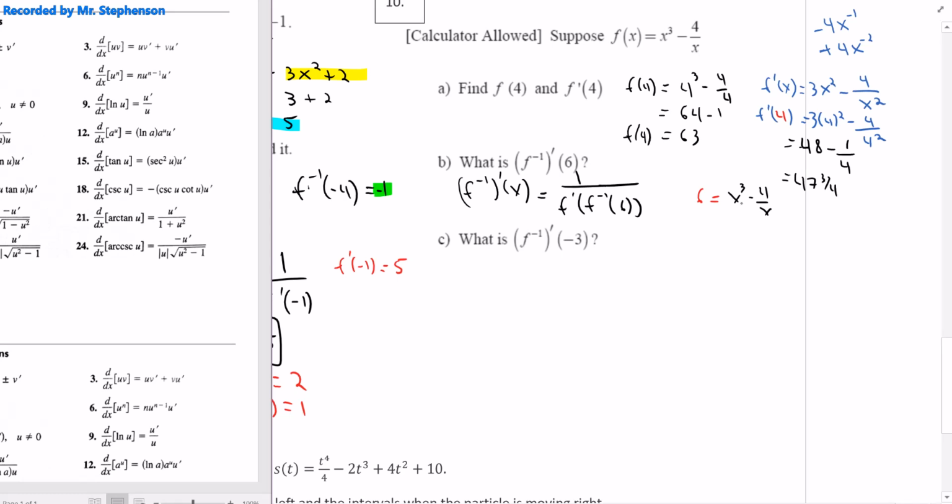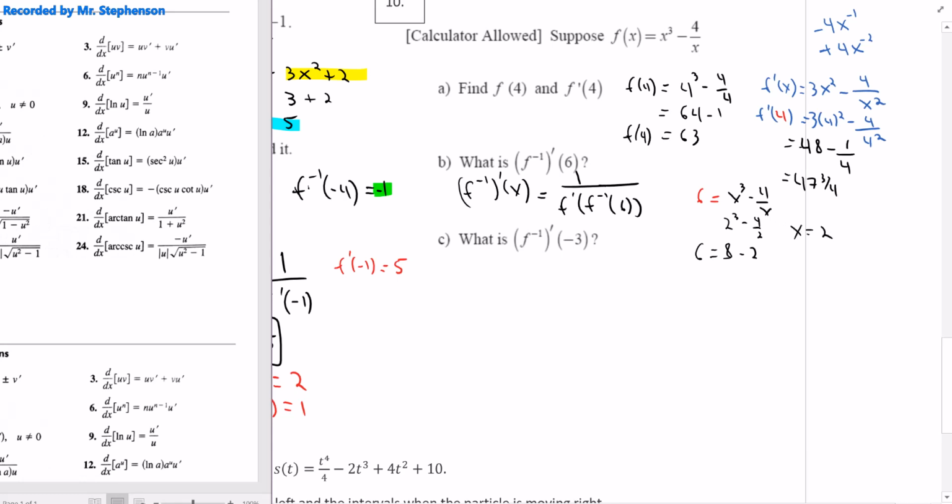Like if I plug in 1, I get 1 minus 4. If I plug in 2, I get 8 minus 2, right? Notice if I plug in 2, I get 2 cubed minus 4 over 2, which is 8 minus 2, which turns out to be 6. So a solution to this is x equals 2.